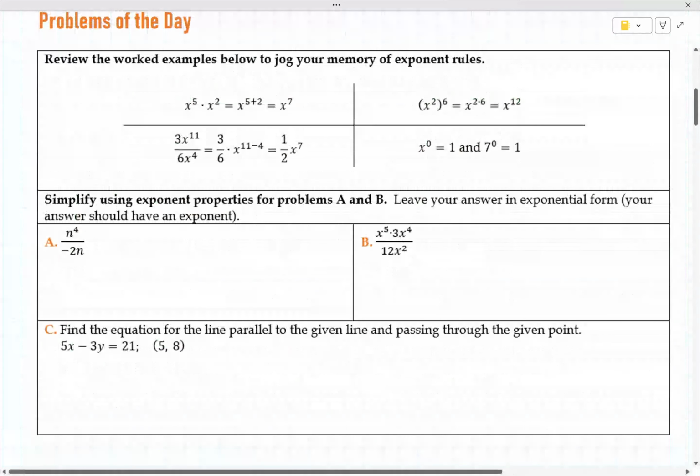So we're going to do a little bit of practicing with our exponent rules again. So go ahead and pause and try those 3 problems.